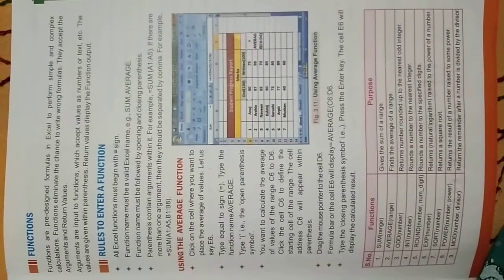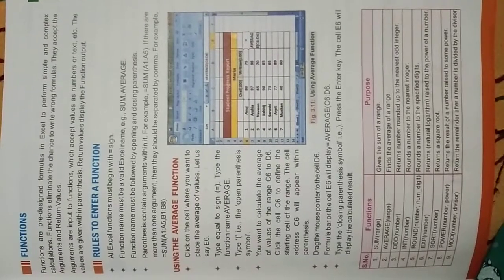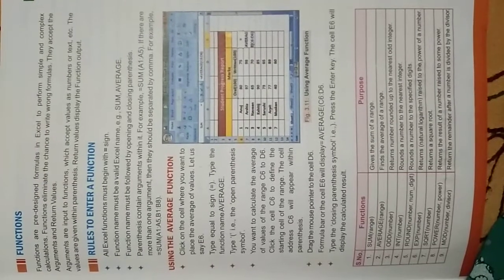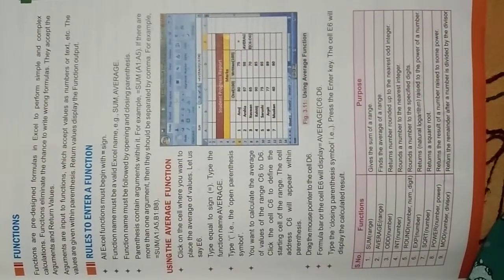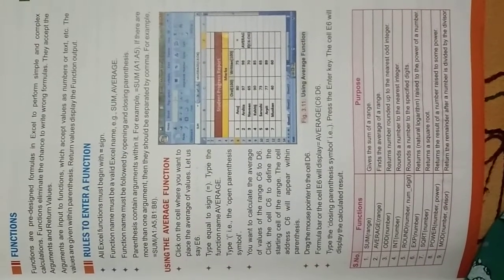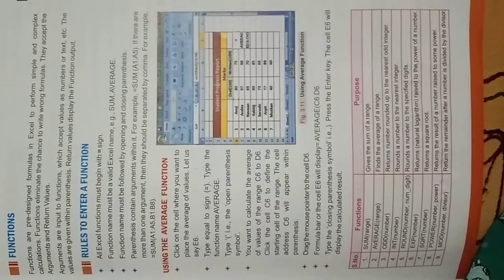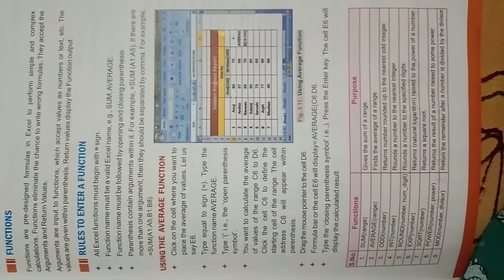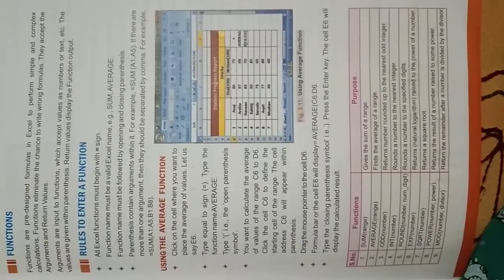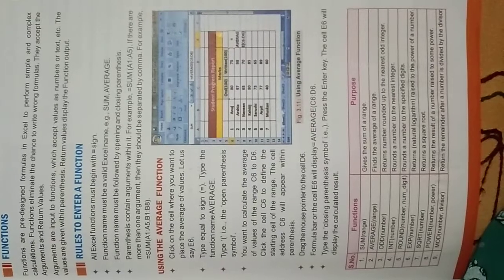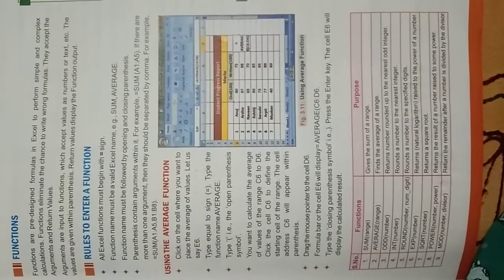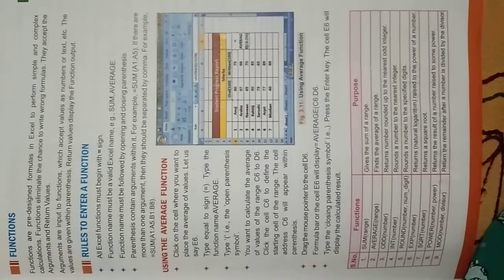So here are the rules for how to enter a function. All MS Excel functions must begin with the equal to sign. Always remember, if you want to start any function or apply any formula, you have to begin with the equal to sign. Function names must be valid names. Afterward, the function must be followed by an opening and a closing bracket, and it also contains the arguments. So this is the way we can make various types of functions and formulas in MS Excel.